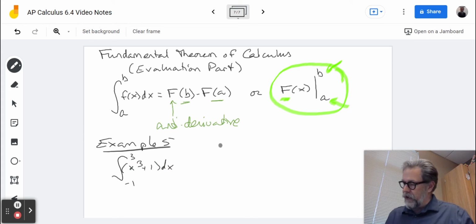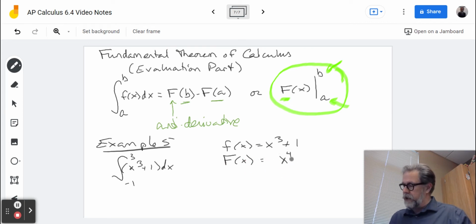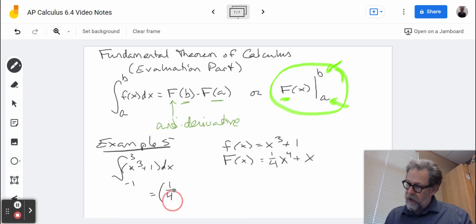And so first thing I need is to find the antiderivative of x cubed plus 1. Well, I know that has to be an x to the fourth because the derivative will make that go down 1. When I take the derivative of x to the fourth, I will get 4x cubed, which means I need a 1/4 in front of it to compensate for that. And I know that the antiderivative of 1 is just x. So this is equal to 1/4 x to the fourth plus x, evaluated from -1 to 3.